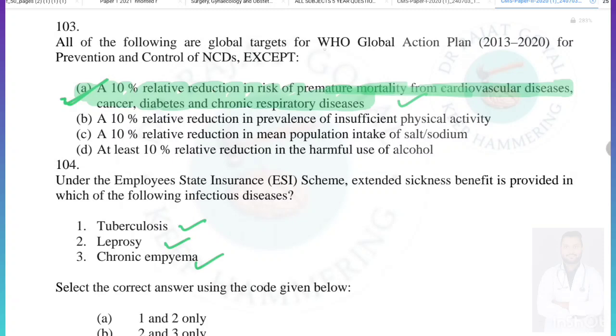All the following are the global targets for WHO Global Action Plan for prevention and control of NCDs except. Okay, a 10% relative reduction in risk of premature mortality from cardiovascular diseases, cancer, diabetes and chronic. No, this is not true. 10% relative reduction in prevalence of insufficient. Yes, this is true. 10% relative reduction in mean population intake of salt and sodium. This is also true. At least 10% relative reduction in the harmful use of alcohol. This is also true. So answer here will be A.